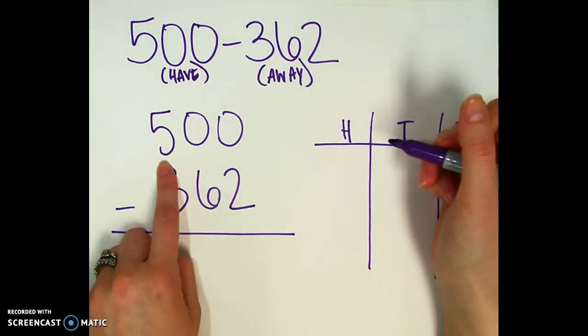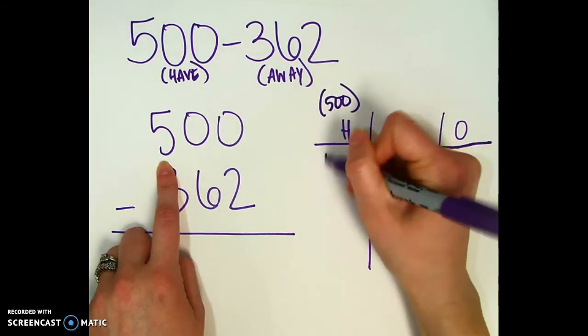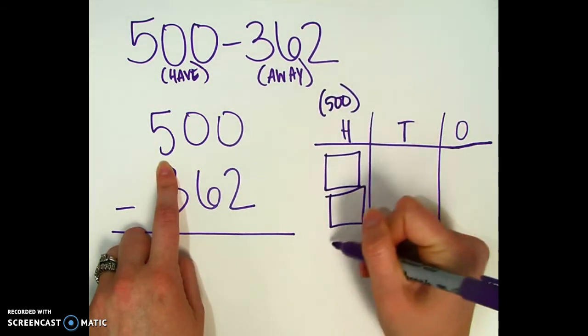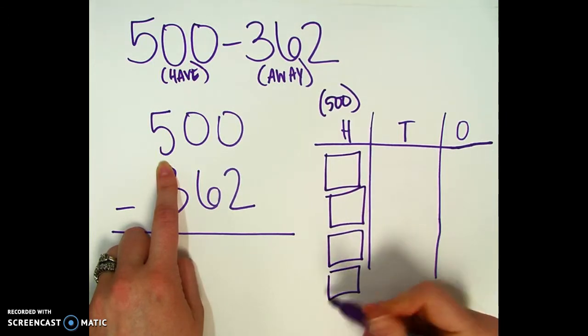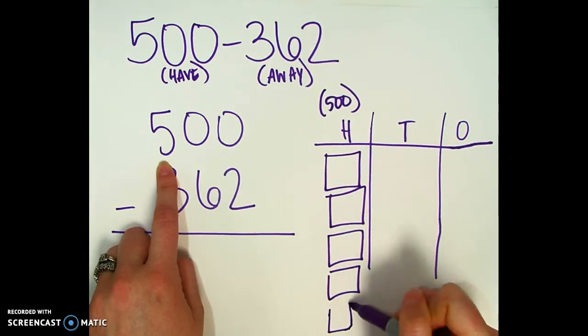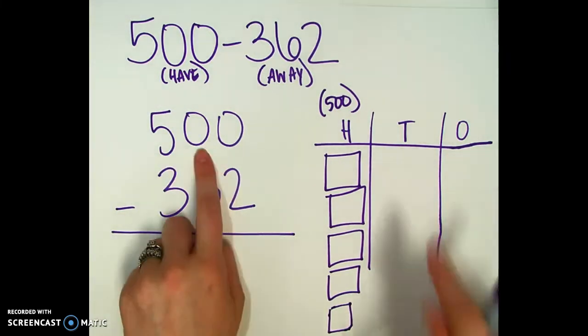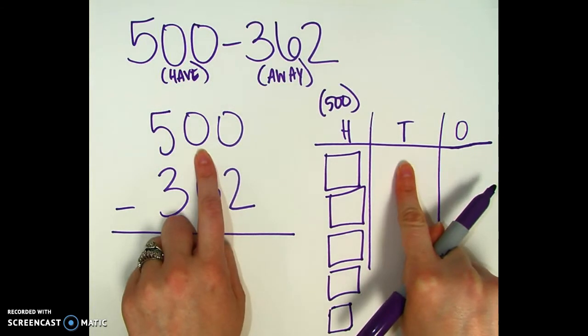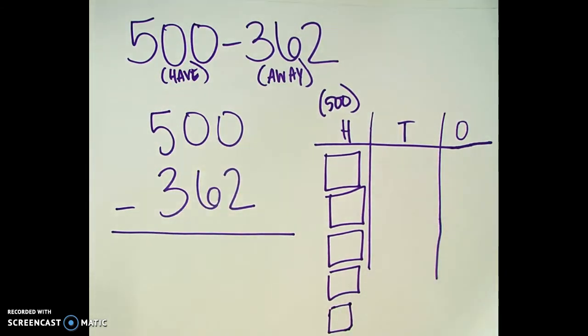We have 5 in the hundreds place. The value is 500. So I should have 5 hundreds flats. I'm drawing them a little big, y'all. Little one. So, 500. The value of the 0 in the tens place is 0. We don't have any tens. And we don't have any ones. So, that's all I have right now.